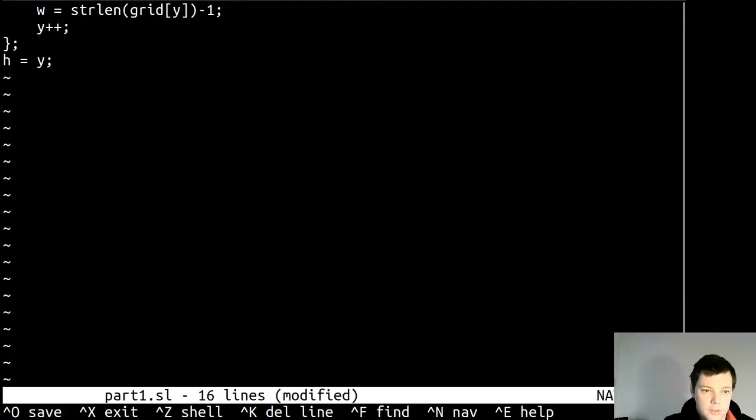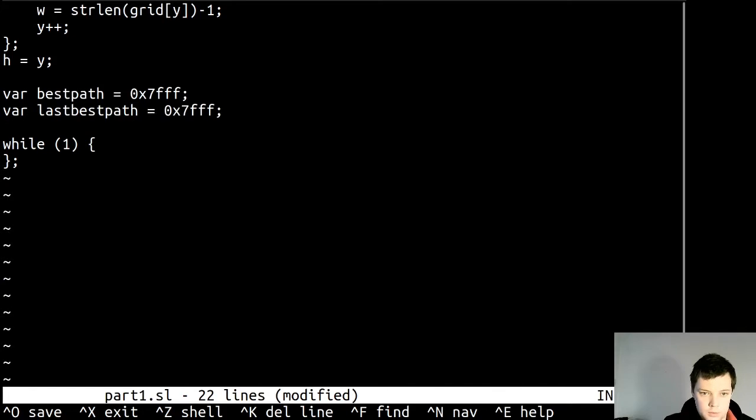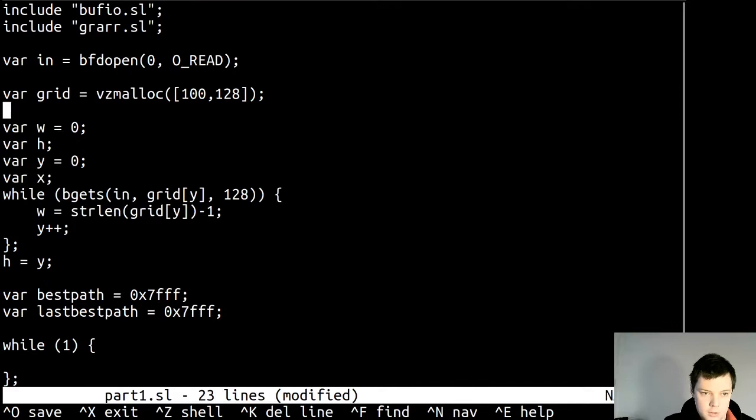So what we want to do instead is we want a second grid. So that's the grid of costs. We also want a grid of total risk. Let's call it risk. And this wants to be height by width.